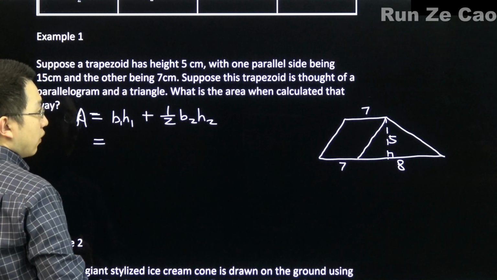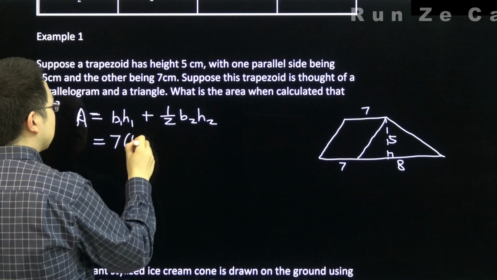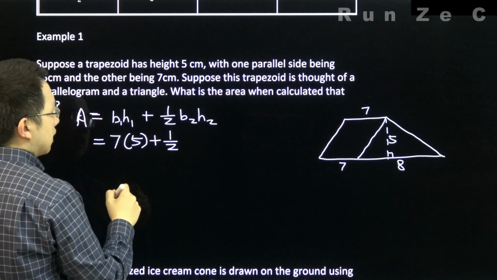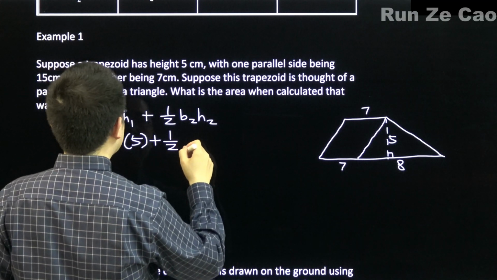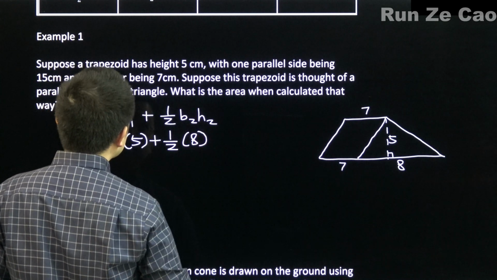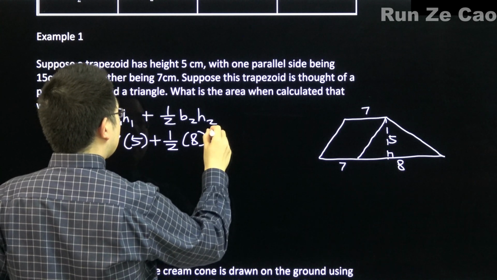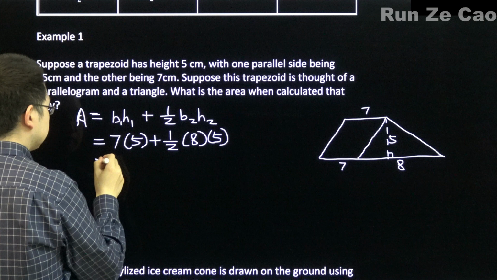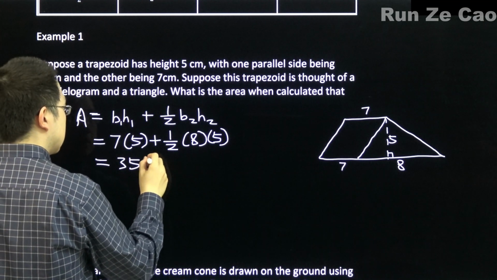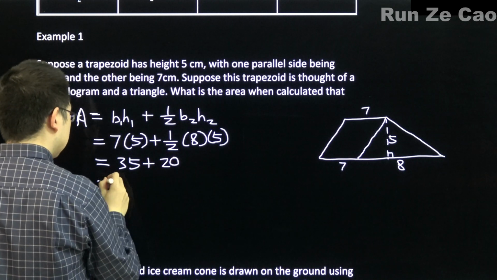So the base for the parallelogram is 7. The height is 5, plus 1/2. The base is 15 minus 7, or 8. And the height is 5 again. 5 times 4 is 20. Okay.